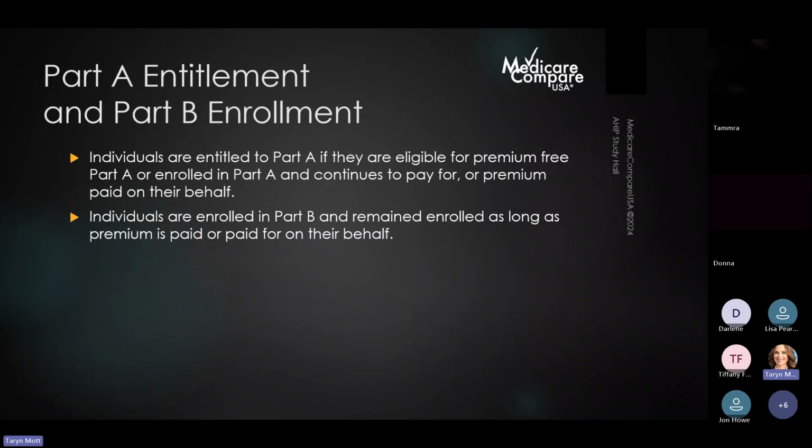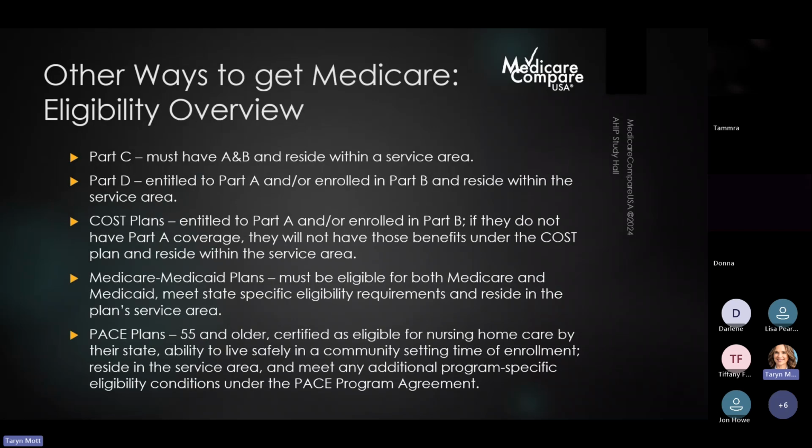Part A entitlement, and Part B enrollment. Individuals are entitled to Part A if they are eligible for premium-free Part A, or enrolled in Part A and continue to pay for it or have the premium paid on their behalf. So basically, if you have to pay for Part A, either an employer can pay that premium for you, somebody else can, or you have to, or you'll lose it. Individuals are enrolled in Part B and remain enrolled as long as the premium is paid or paid for on their behalf. So pay your premiums. Part A for the majority is free.